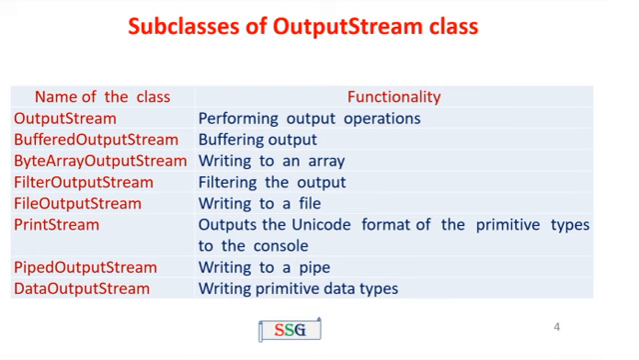Buffered output stream, buffering the output. Buffering means the temporary storage. Byte array output stream class, writing to an array variable. Filter output stream, filtering the outputs. File output stream, writing data into the file. That is, file output stream is mainly used for programs to write the contents of the file. The next one, print stream, output the Unicode format of the primitive types to the console, that means display on the monitor screen. Piped output stream, writing to a pipe. Data output stream, writing primitive data types.